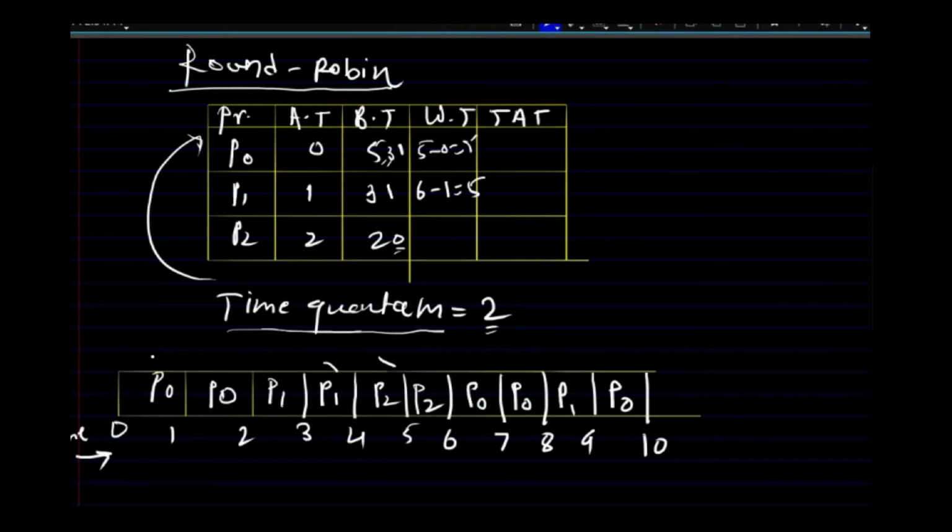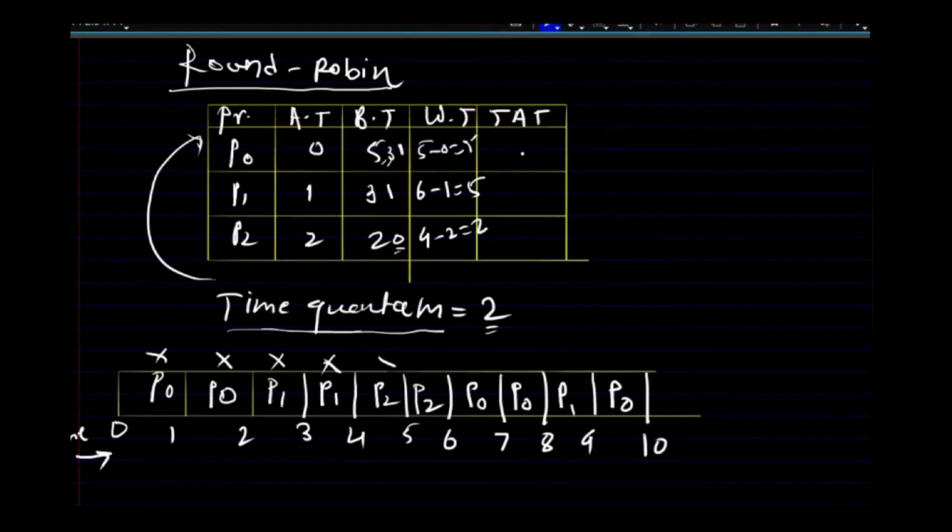So P2 is not executing here, not executing here, not executing here, not executing here. Then P2 is executing, and it has finished here only. So we will count this as 4, waiting time minus its arrival time, which is 2, equals 2. So waiting times are 5, 5 and 2.